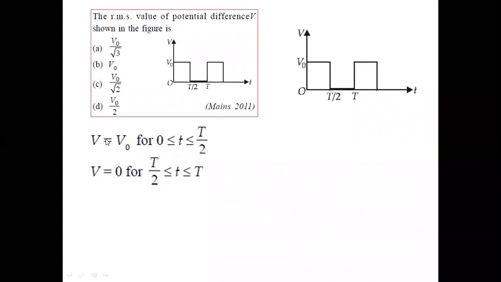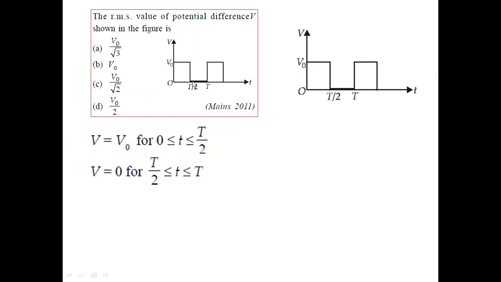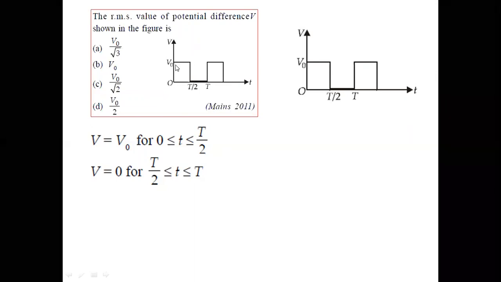That's why V equal to V0, for time between 0 and T by 2. Up to here, from 0 to T by 2, this value is going to be constant. I hope it's visible on the screen. This is V0, so my V becomes this V. It has two regions. One is 0 to T by 2, another is T by 2 to the total time period T. In the second region the voltage is zero, because this part of the square curve gives you voltage zero. The interval is half time period to the total time period, T by 2 to T, because small t is a variable.